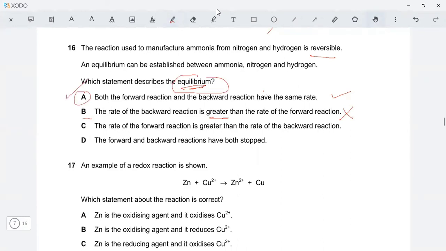But let's see option C, what it talks about. The rate of forward reaction is greater than this, also not correct. Forward reaction and backward reactions have both stopped. That is also not a correct statement. So the answer will be option A.